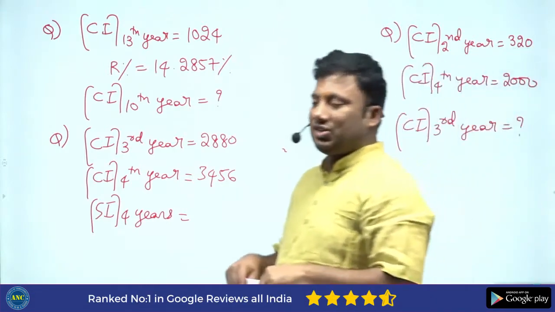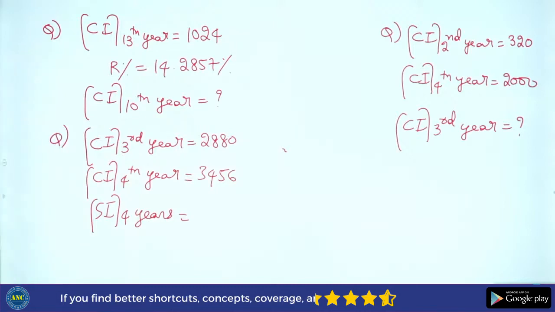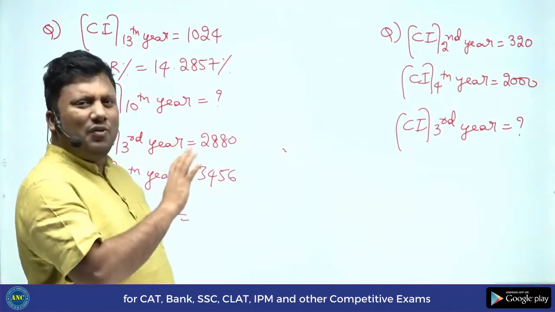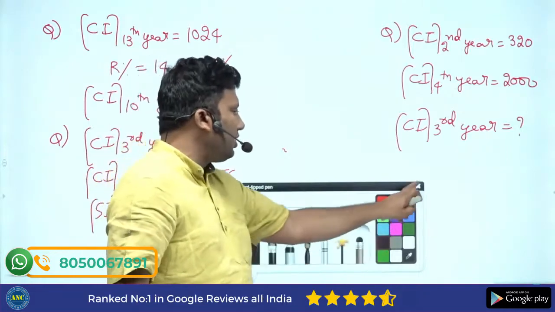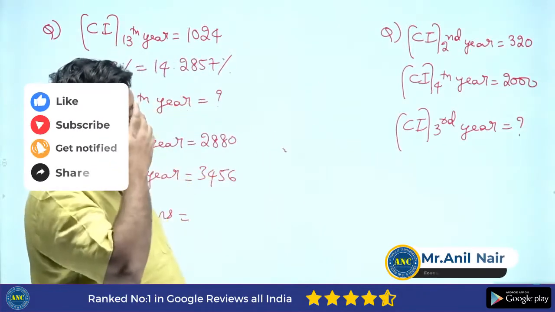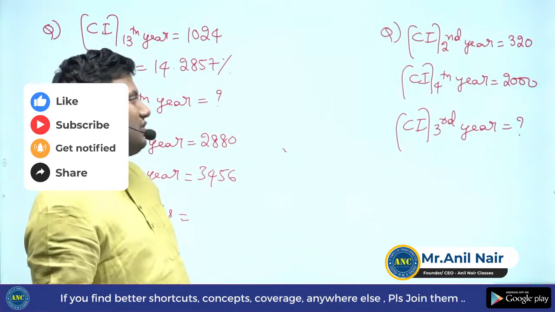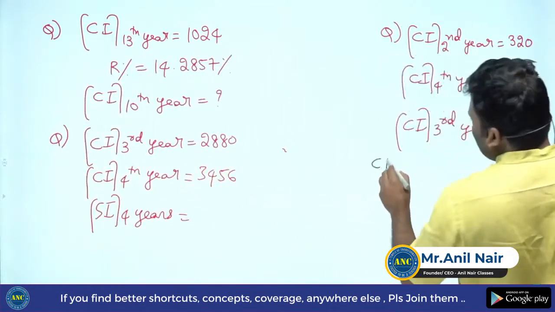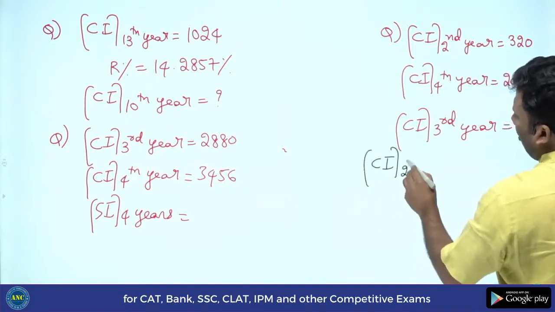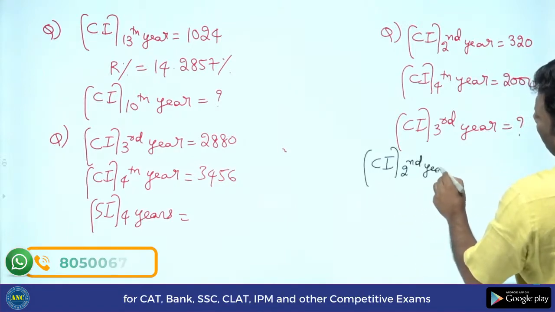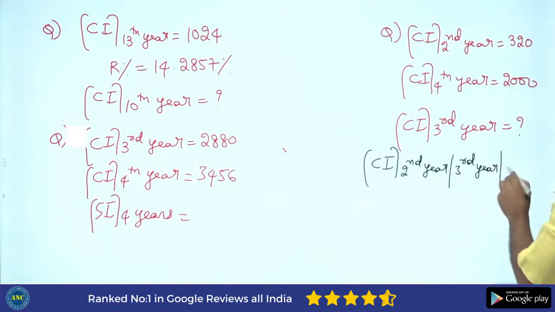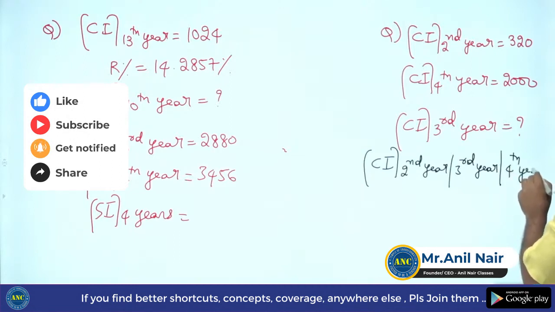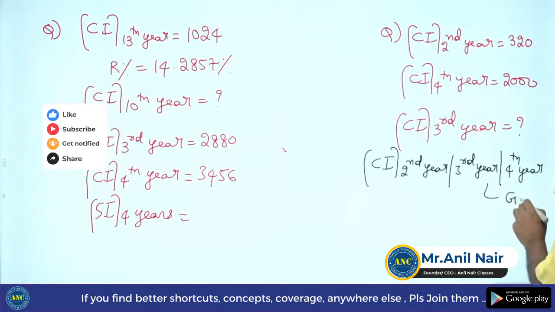Once you understand the concept, all these problems are very easy. Do not fear if you see this kind of question. These are very fundamental concepts of compound interest. Now first, CI for 2nd year is 320, CI for 4th year is 2000. Already we discussed CI for consecutive years. CI for 2nd year, 3rd year, and 4th year are all in geometric progression.